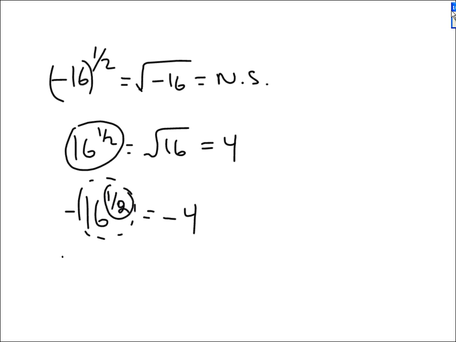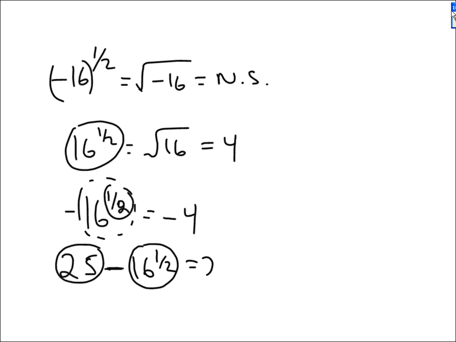I mean, think of it. If somebody asks you, what is 25 minus this? You would say, well, that's 25 and this is 4. 25 minus 4. Well, if you ignore the 25, take away 25 from both sides, that means ignore it. Then you have negative 16 to the half is negative 4.